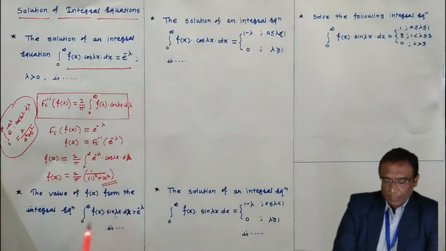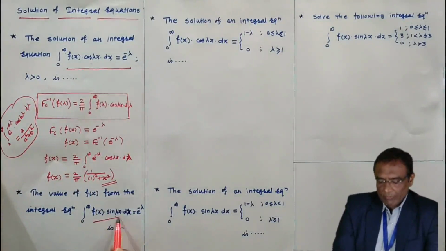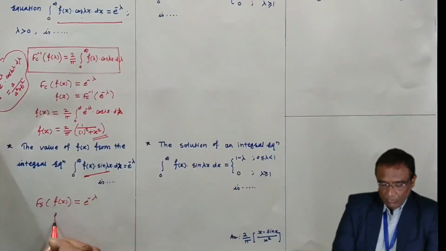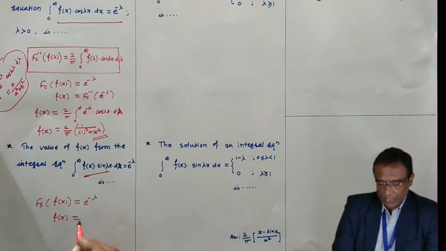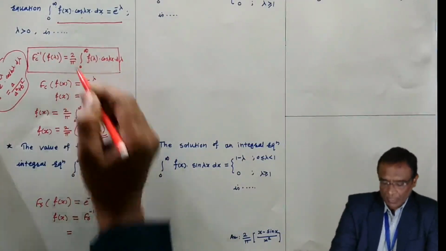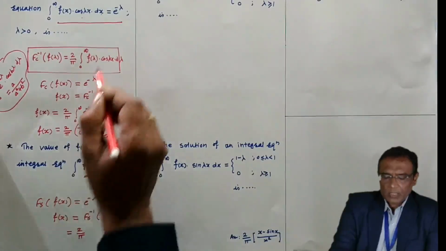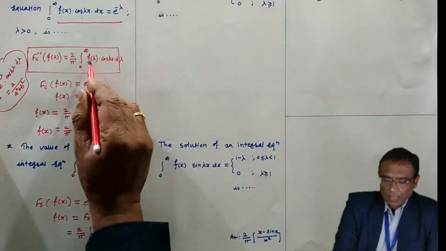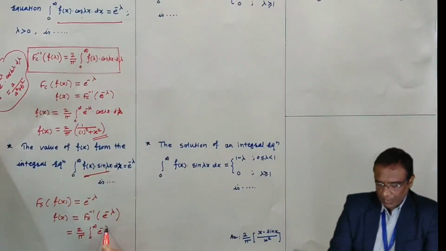The same thing. If you look at this left hand side, by definition it is the Fourier sine transform of f(x) equal to e to the power minus lambda. I want the value of f(x) because we are solving this integral equation. Shift this Fs to the right hand side, it will be Fs inverse, and Fs inverse is the inverse Fourier sine transform. By definition of the inverse Fourier sine transform, 2 by pi, only replace cos by sine, 0 to infinity, f of lambda is the function, sine lambda x as it is.